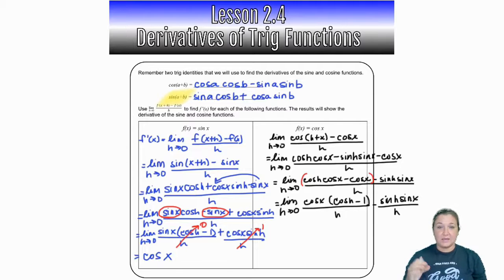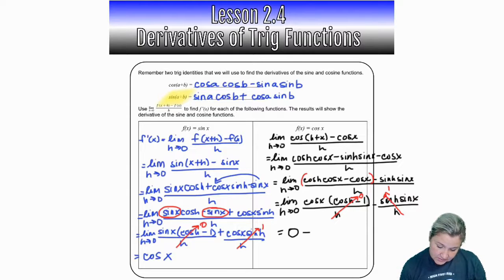So now you can see, again, we get in the same situation where you have the cosine of h minus 1 over h, and that is going to approach 0. This part approaches 0, and then you have sine h times sine x divided by h. This part right here approaches 1. So after you take the limit, the first part becomes 0 minus sine of x, 1 times that, which is just negative sine x.